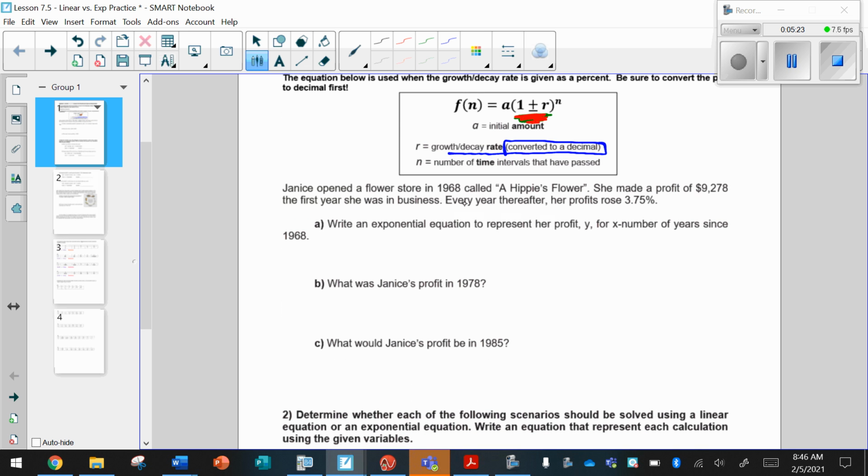Janice opened a flower store in 1968 called the Hippie's Flower. She made a profit of $9,278 the first year she was in business. Every year thereafter, her profits rose 3.75%.